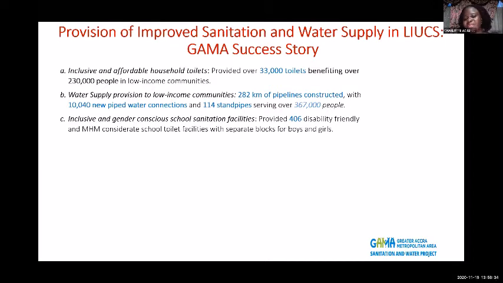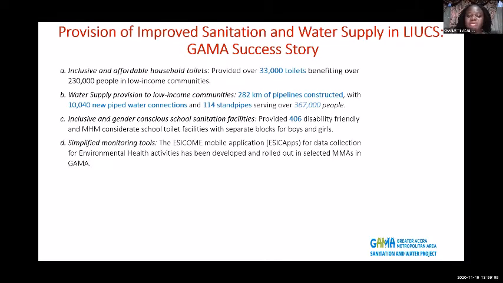And the school facilities also in these communities. When we did our baseline, we realized that most of the schools don't have toilets. So if you provide toilets in their homes and they go to school and there are no toilets, they have to still do open defecation. So the project provided about 406 disability-friendly and menstrual hygiene management considerate school toilet facilities. So we have separate blocks for the boys and girls, and then we also have changing rooms for the girls for menstrual hygiene management.